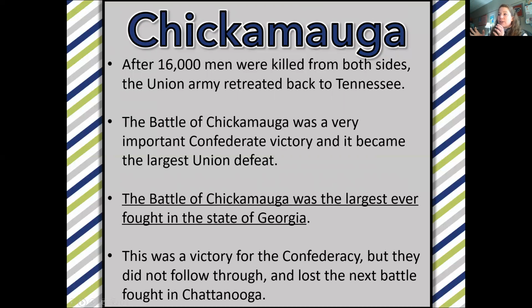The Union gained a lot of soldiers that had joined them, and once the South finally got back up into Chattanooga to confront them again, the Union beat them. So they lost this opportunity to keep that momentum going. They didn't follow through. So even though Chickamauga was a win for the South, because of the way they handled it, they ended up losing eventually after that.